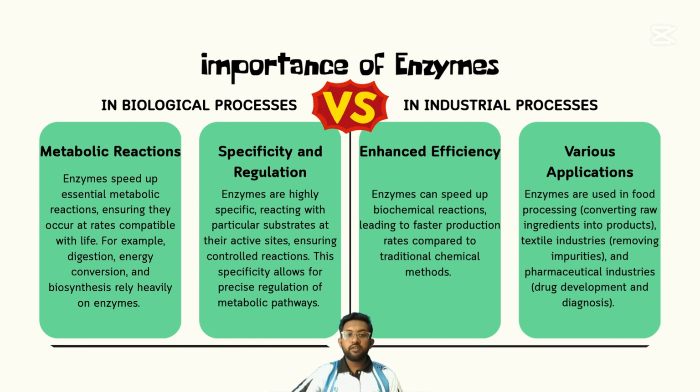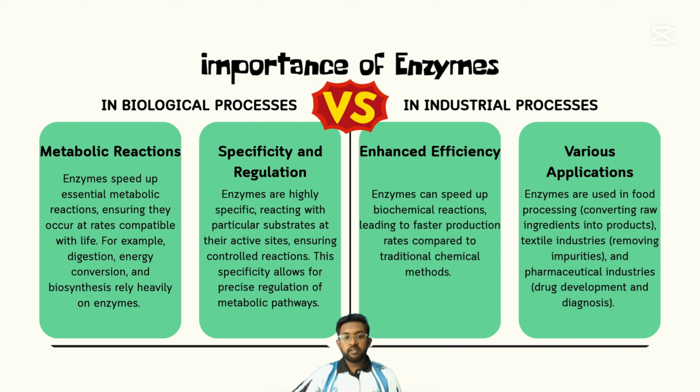Let us now look at the importance of enzymes. Enzymes play a major role in biological processes and industrial processes. In biological processes, enzymes are focused on metabolic reactions, and specificity and regulation. Enzymes speed up essential metabolic reactions, ensuring they occur at rates compatible with life. For example, digestion, energy conversion, and biosynthesis rely heavily on enzymes. Next, in specificity and regulation, enzymes are highly specific, reacting with particular substrates at the active site, ensuring controlled reactions. This specificity allows for precise regulation of metabolic pathways.